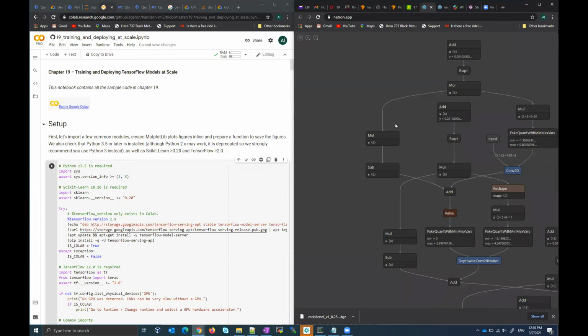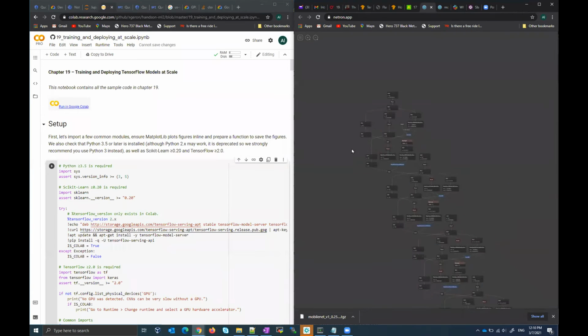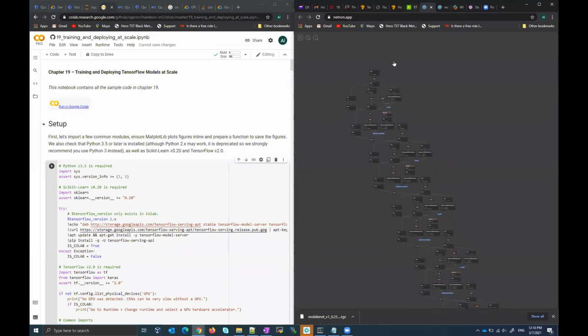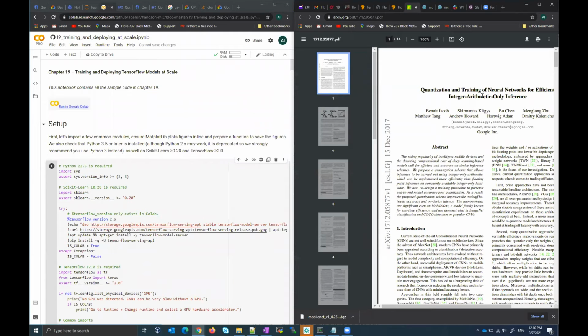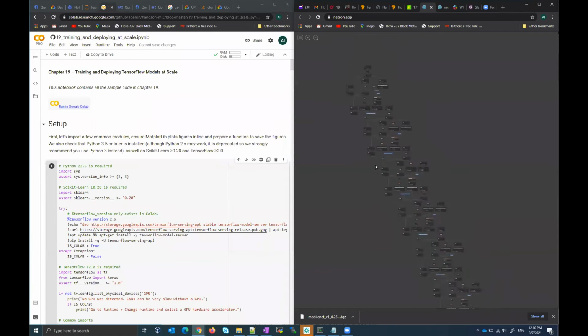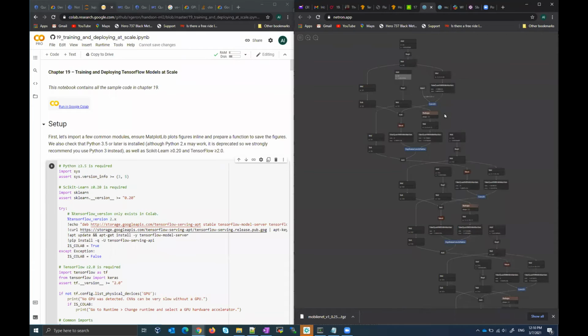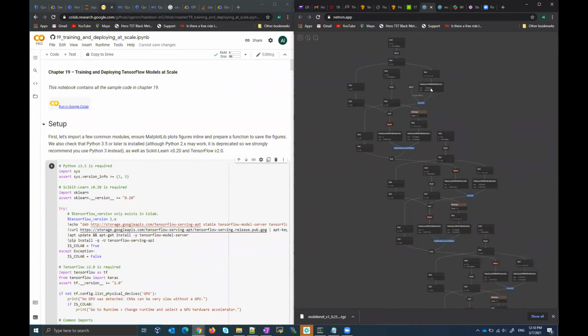Yeah, it's here. This is a model from this paper. And this is the original model. This is the size of the original model, and if we look closer at a quarter of it, it's like this, right? So we can see the structure.